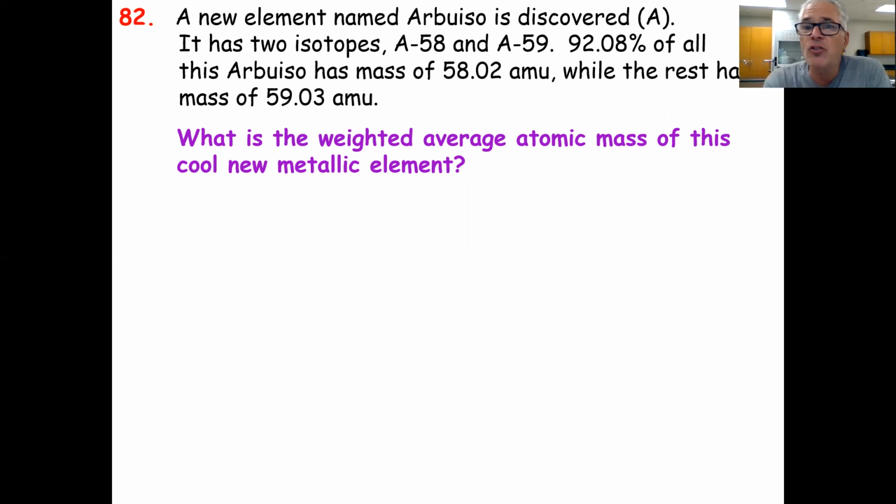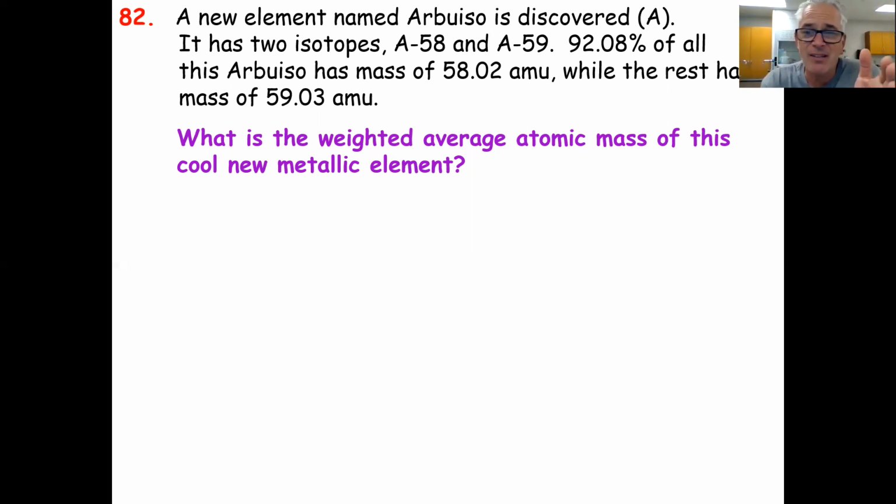As it turns out, 92.08% of all this element has a mass of 58.02 AMUs, which is not 58, it's a little different, right? We're going to use the actual atomic mass units. The rest, I don't tell you how much, right? It's 100 minus 92.8 is going to be 59.03 AMUs. So when you're presented with the casual A58 or the mass 58.02 AMUs, we're going to use the 58.02.